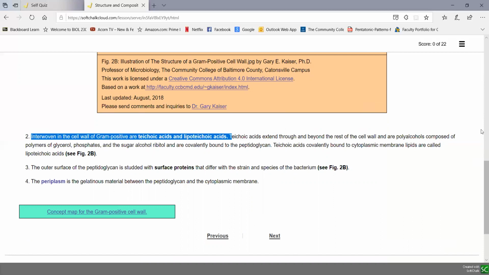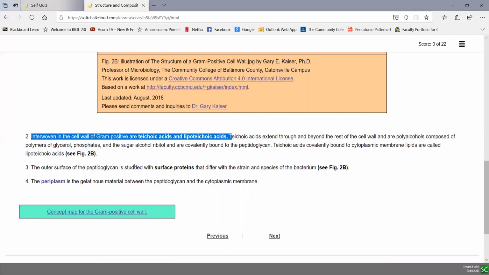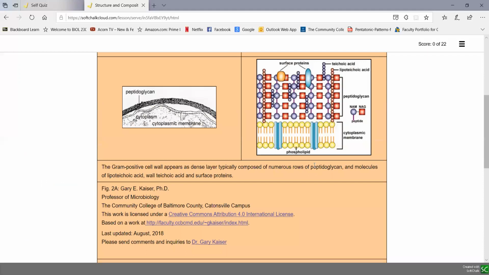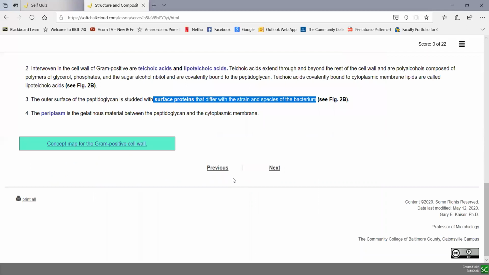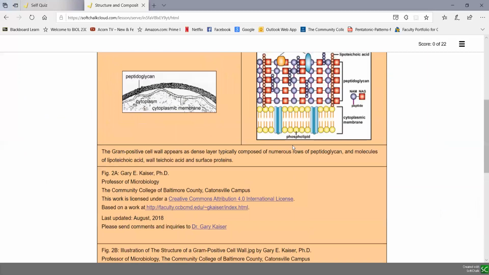Now, as we said, interwoven throughout that are teichoic acids and lipoteichoic acids. And they bind to the peptidoglycan. They can also bind the peptidoglycan to the cytoplasmic membrane. And then the outer surface, as we showed you up here, often has surface proteins that carry a variety of functions, and these vary with the strain and species. And the space between the peptidoglycan cell wall and the cytoplasmic membrane is called periplasm. And actually there's a gelatinous material in the periplasm between the cell wall and the membrane. So that's what the structure is composed of and what it looks like.